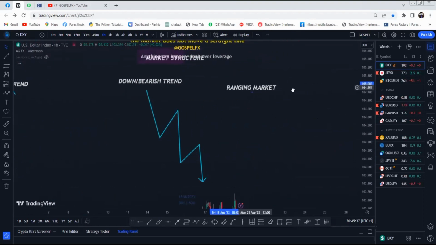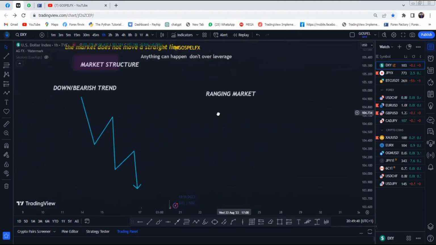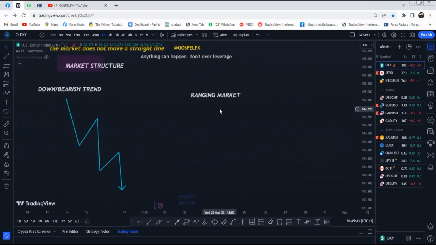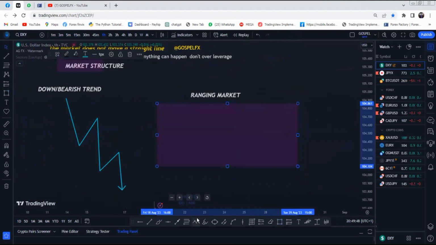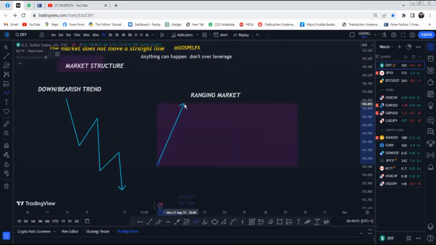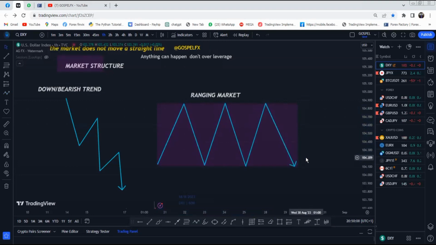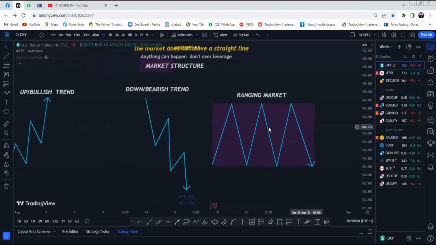And now we'll go to a ranging market. How does a ranging market look like? Just from the name, you understand that it's something that is tied in a particular range. We're going to have price moving from the floor to the ceiling, from the floor to the ceiling, and something like this. This is how a ranging market looks like. It's either not bullish or bearish. So when the market is not trending down or trending up, it is going to be in a ranging market. These are the three phases of the market.